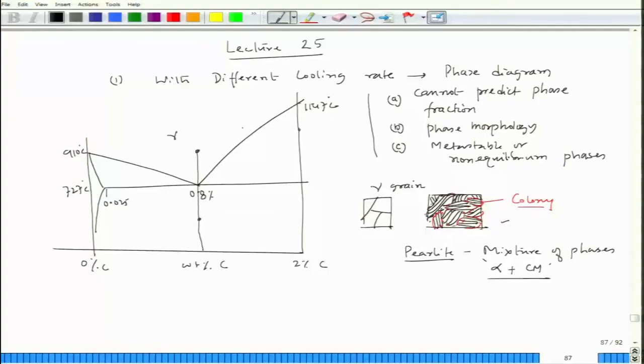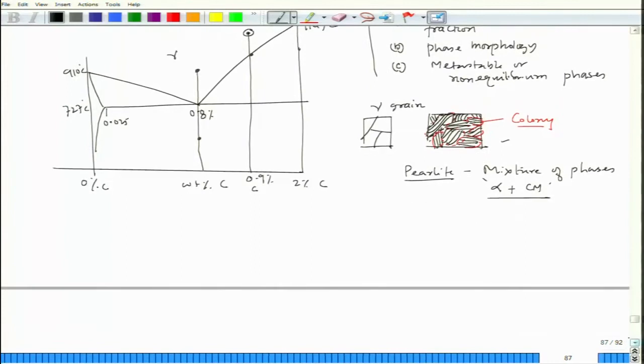Now, when we talk about a composition, let us say 0.9% carbon steel. Interestingly, at this particular point it will be entirely polycrystalline gamma grains, but when I come to this region, I would have proeutectoid cementite plus remaining gamma with a different composition.